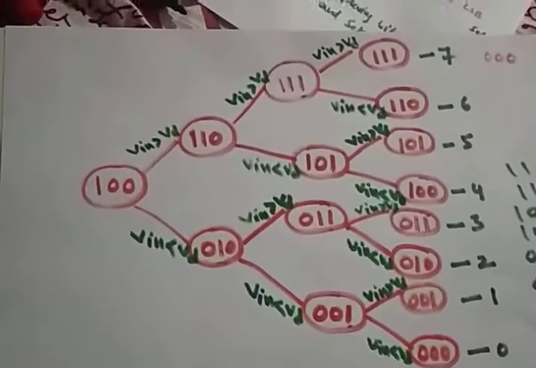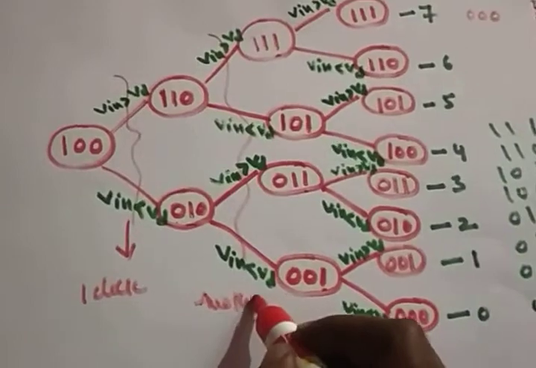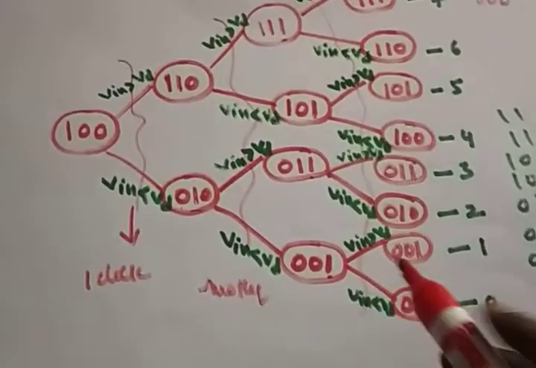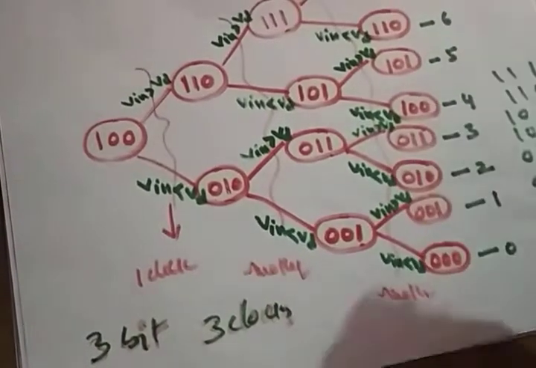For the entire process, how many clock pulses do you have? This is 1 clock pulse, 1 clock pulse, another clock pulse, and another clock pulse. So total for a 3-bit, how many clock pulses do you have? Only 3 clock pulses. For a 3-bit, 3 clock pulses. In the 3 clock pulses itself, you will get the result.